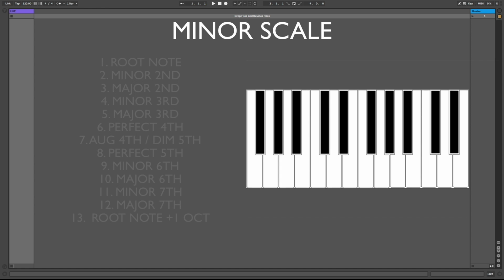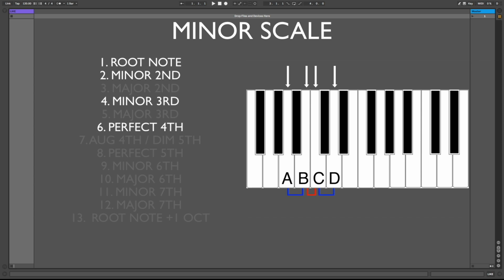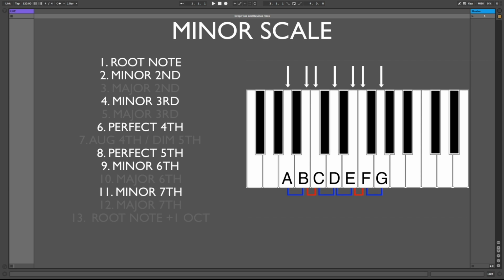The natural minor scale contains the root note, and then instead of the major second, it's the minor second. Then instead of the major third, it's the minor third. Perfect fourth, perfect fifth, minor sixth, minor seventh, and then again the perfect octave back to the root note. As I said, the amazing thing about scale formulas is that once you learn the formula, you can apply it to any note and thus be able to play in any key you like.